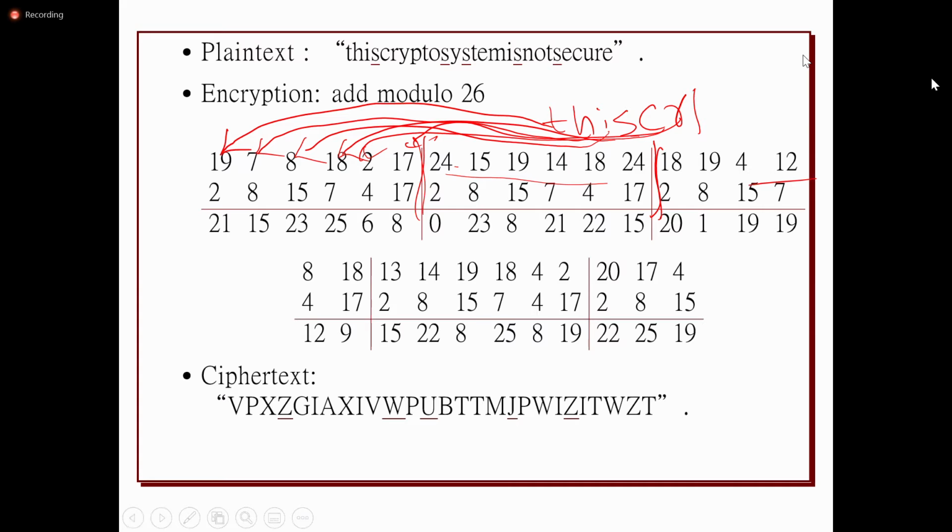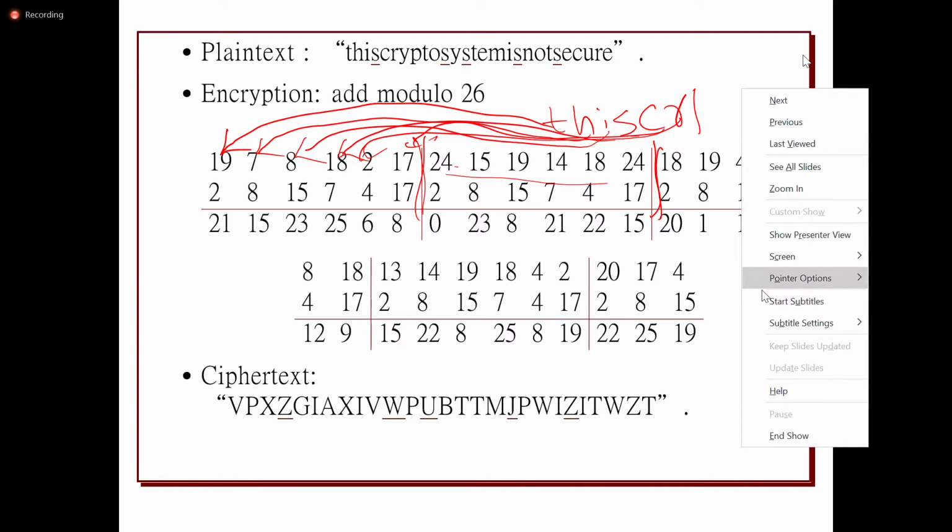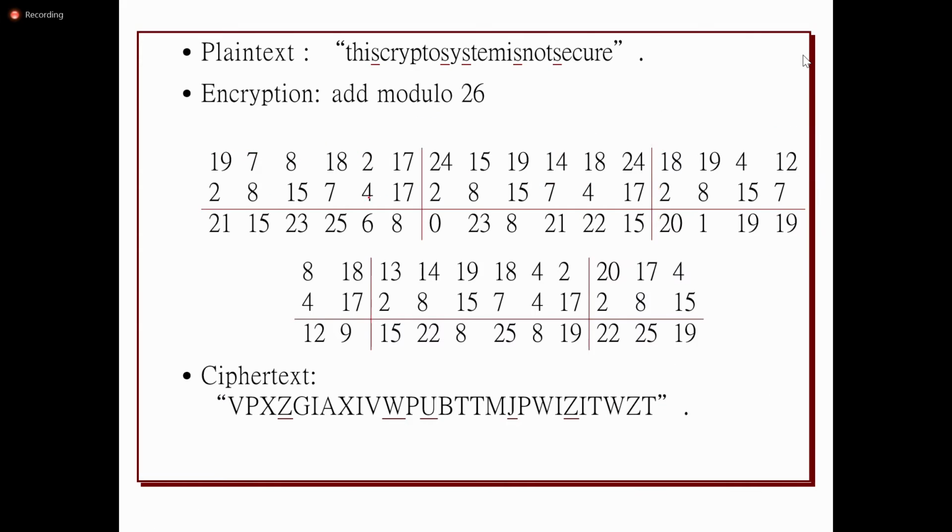Coming to the key, the key is a single word, cipher, which is represented with 2, 8, 15, 7, 4, 17. This is the key. It will be repeated with every block. In order to generate the ciphertext, these two will be added, the plain text as well as the key. So 19 plus 2 is 21, 7 plus 8 is 15, 18 plus 15 is 33, 2 plus 7 is 9, 17 plus 4 is 21, and so on.